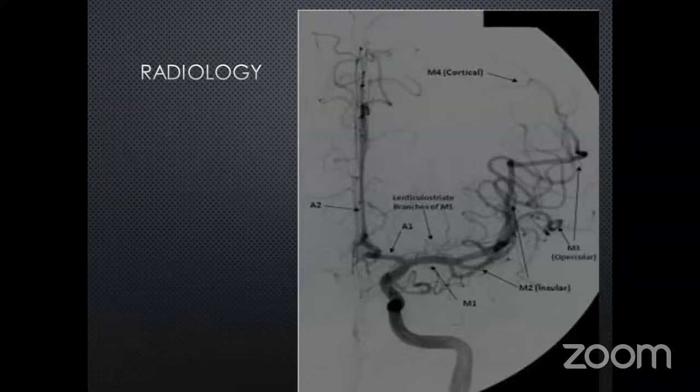Coming towards the radiology, here it's showing the origin of the MCA. This is the M1 segment, which becomes the M2 segment, and this is the genu. Then M2 becomes the M3 segment, and then M3 becomes the M4 segment going towards the cortical branches. This is M3, M2, and M1. And this is the Sylvian point where it takes a 180-degree turn and goes towards the cortical surface. These are the lenticulostriate arteries which arise from the M1.